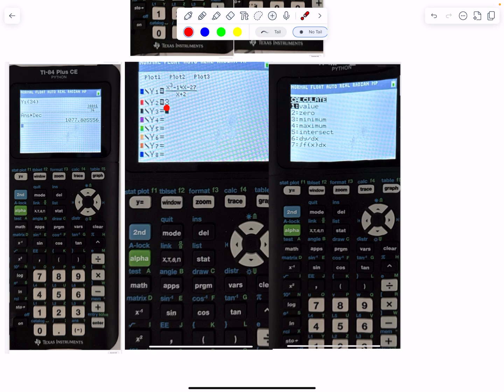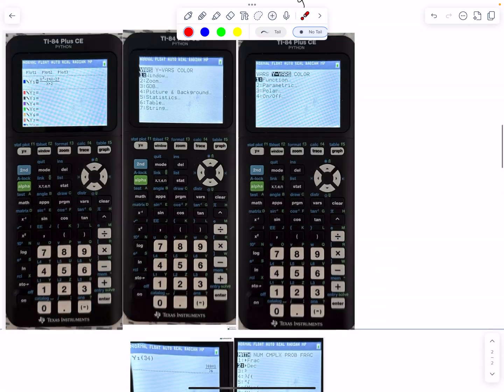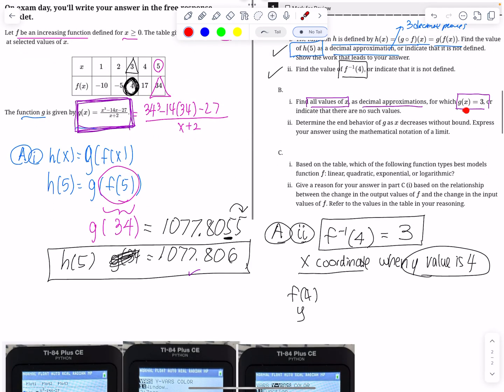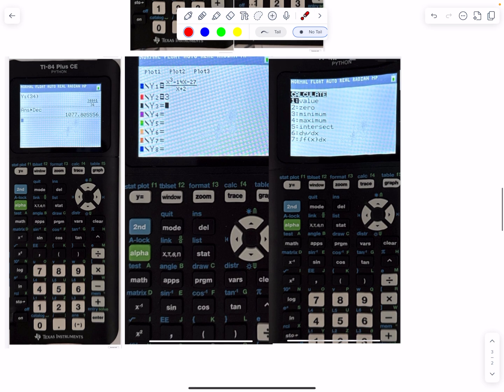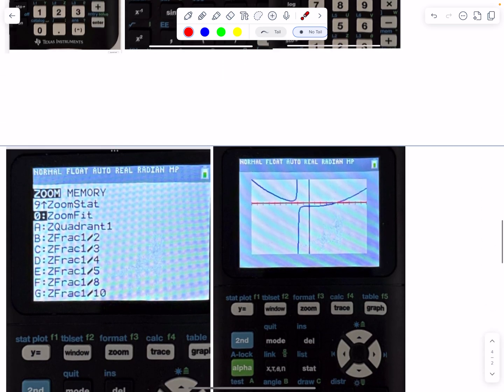We already left that there from before. Now in y2, you're going to put 3, and the reason why you're putting 3 is because you want to know when it meets or intersects with y equals 3. Okay, so that's what we do. Once you input the y2, then you're going to press second trace for calculate. And when you do that, you see the screen. We're going to click on number 5 for intersect.